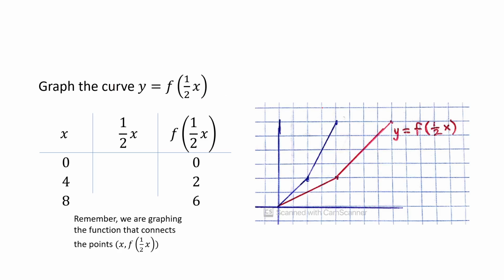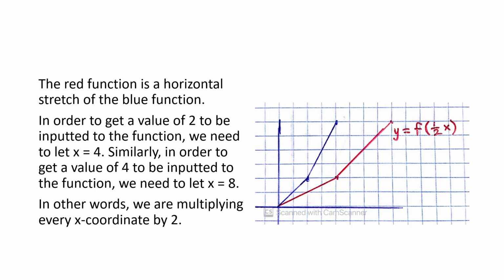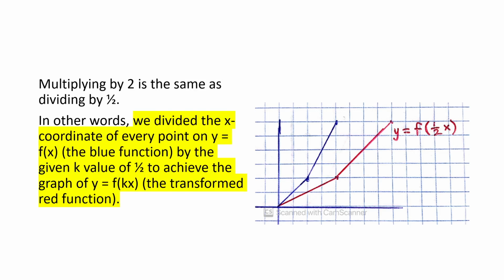So when the k value is a half, notice that what happened is we stretched out horizontally. We got bigger horizontally. Well, what was the factor? Well, let's talk about that. The red function is a horizontal stretch of the blue function. In order to get a value of 2 to be inputted to the function, we needed to let x equal 4. Similarly, in order to get a value of 4 to be inputted to the function, we needed to let x equal 8. In other words, we're multiplying every x coordinate by 2.